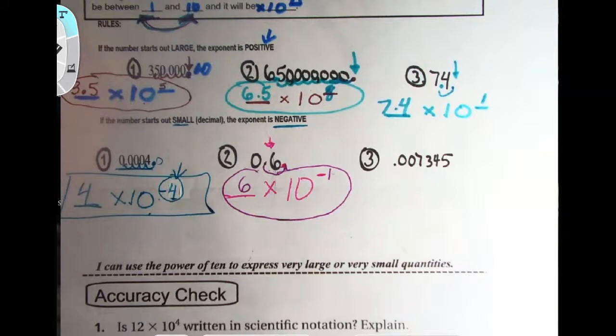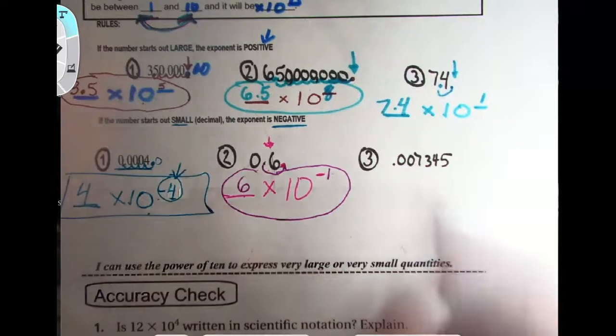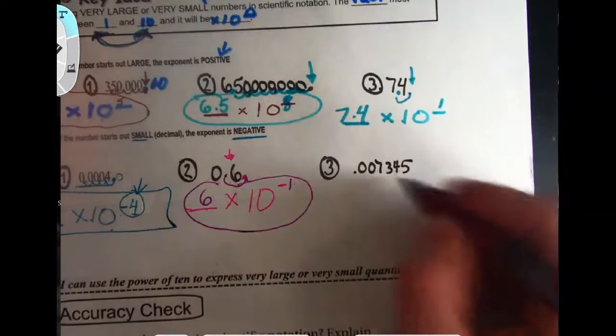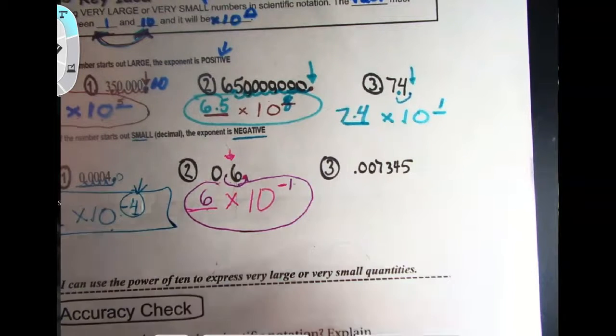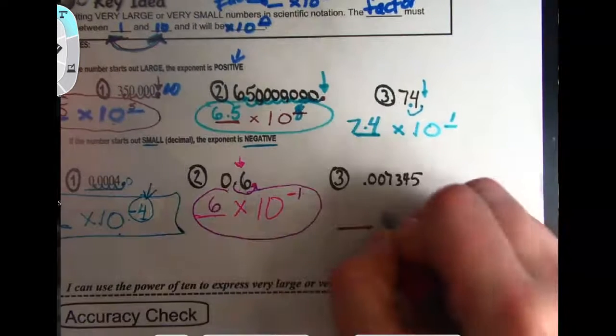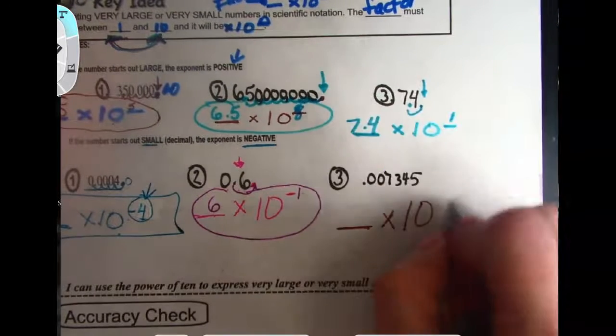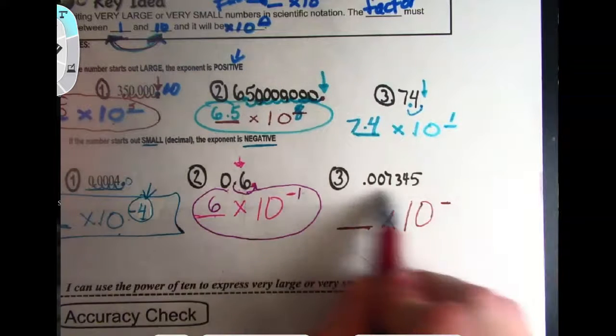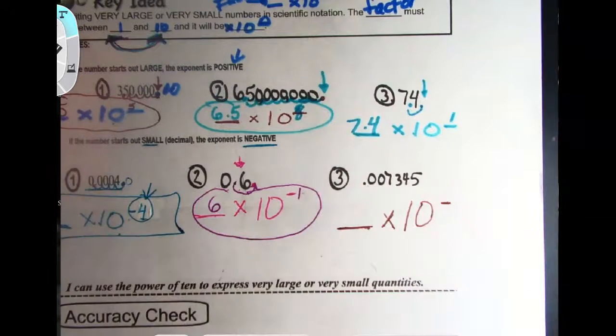Okay, let's do another one that has a few more numbers that might have a decimal in it. So we have this last one here. We have 0.007345. So again, I need to have some kind of factor between 1 and 10 times 10 to some negative exponent. I'm putting the negative there because this starts as a decimal. It's a very small number.